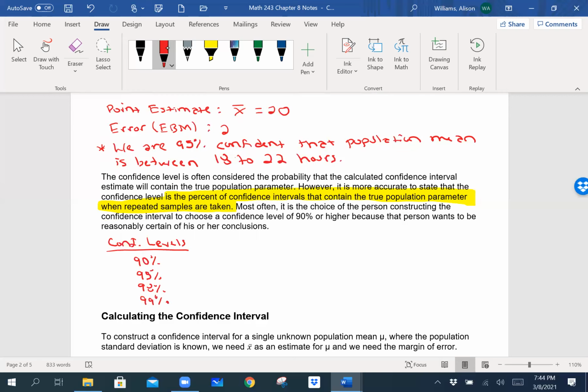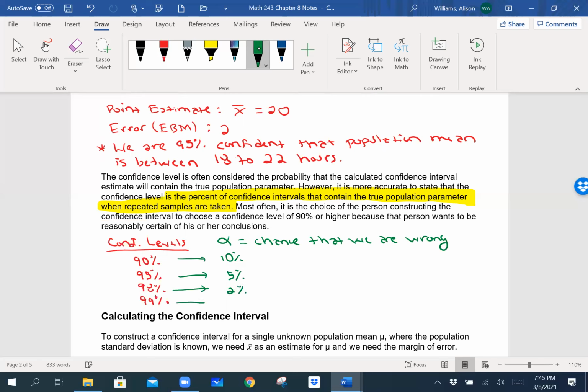So for each of those, we're implying that there's a chance that we're wrong, right? When you're saying you're 90% confident, that means there's a 10% chance that you're wrong. We actually have a symbol to represent the chance that we're wrong, and we use the Greek letter alpha. So alpha is the chance that we are wrong. In a 95% confidence interval, alpha is 5%; for 98%, it's 2%; and for 99%, it's 1%.